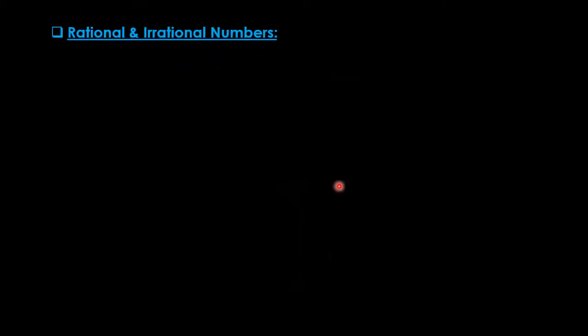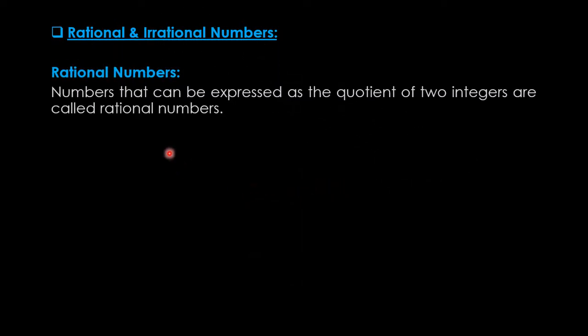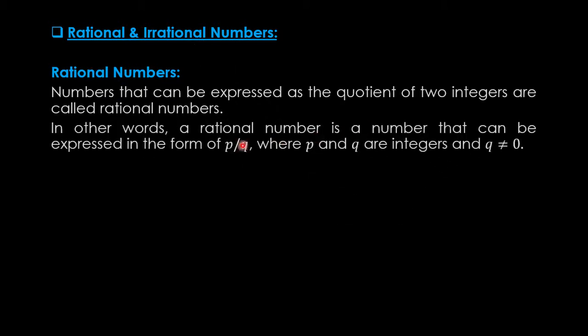Next is rational and irrational numbers. What is a rational number? Rational numbers are those that can be expressed as the quotient of two integers. So in other words, a rational number is a number that can be expressed in the form of p over q, where p and q are integers and q not equal to 0.